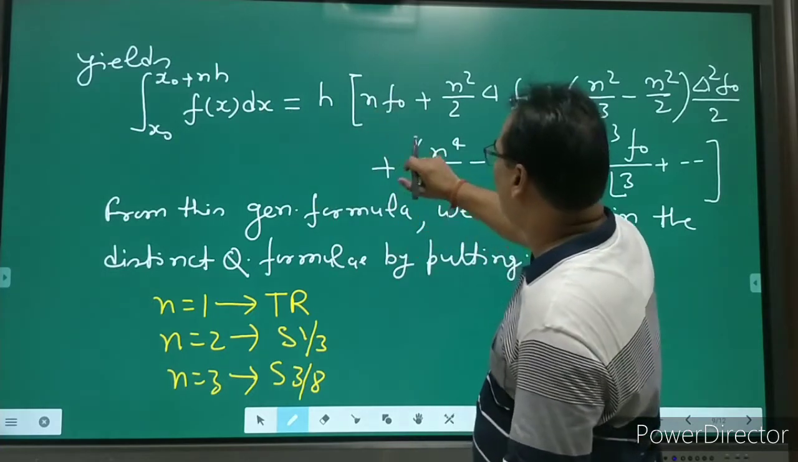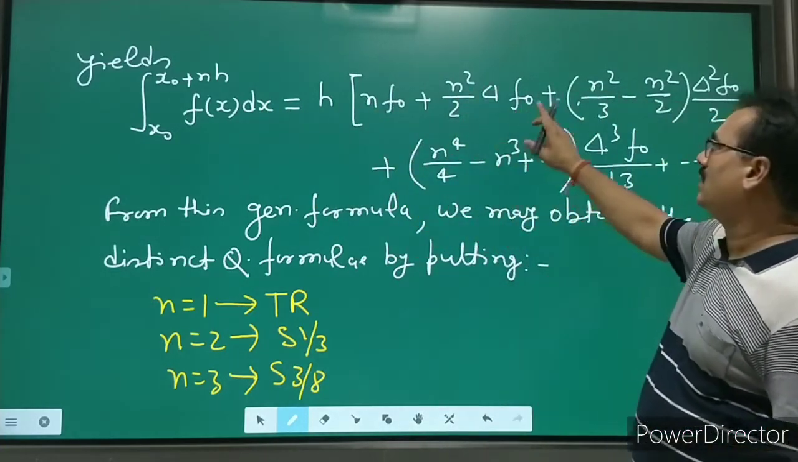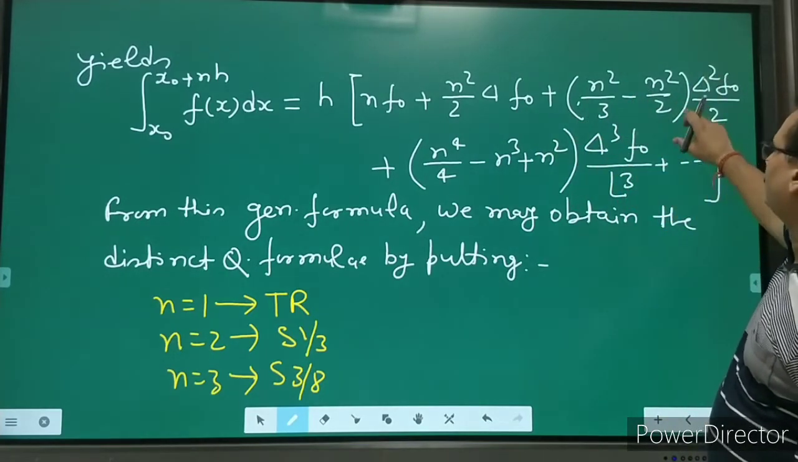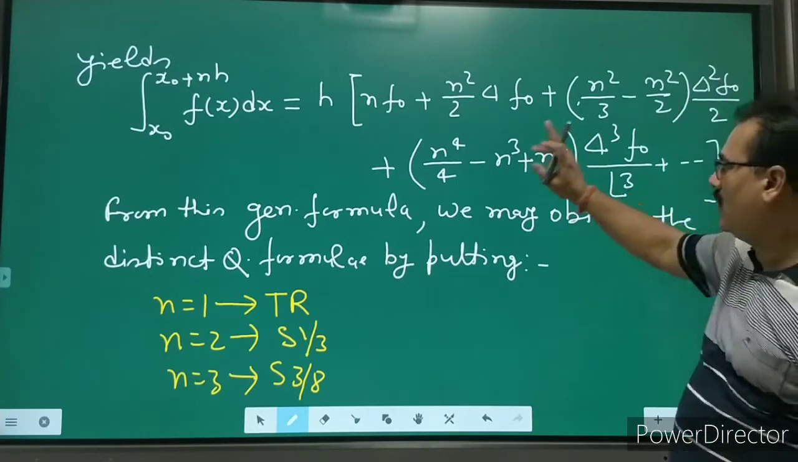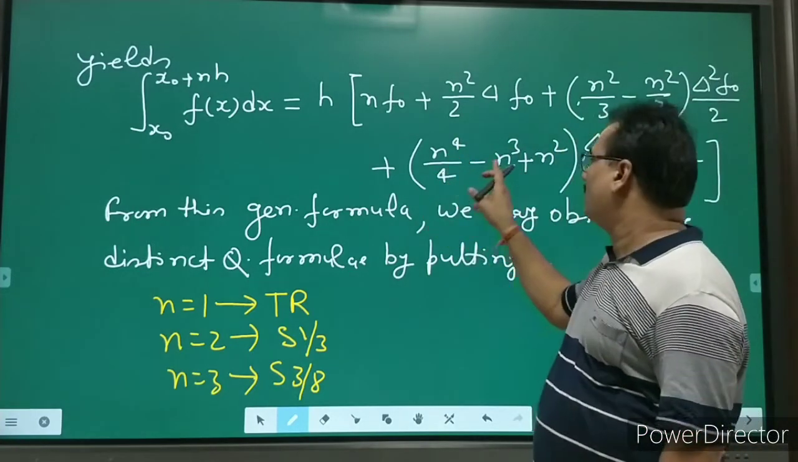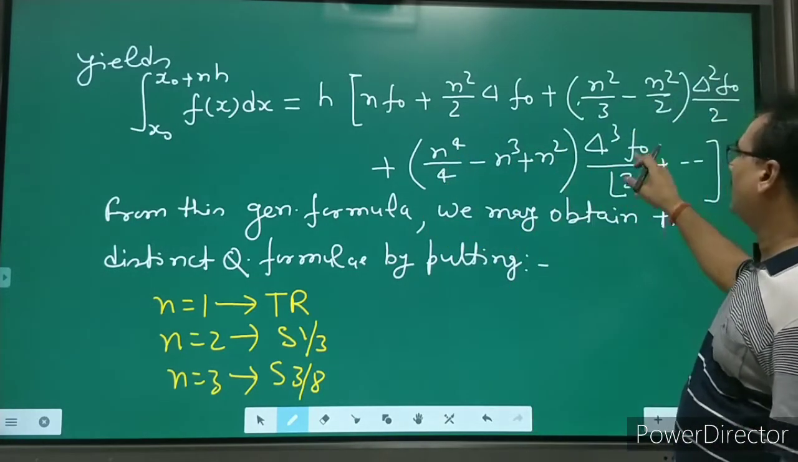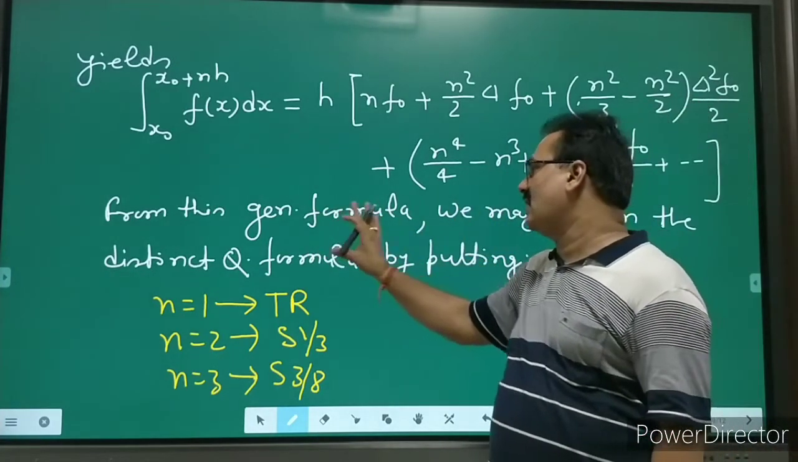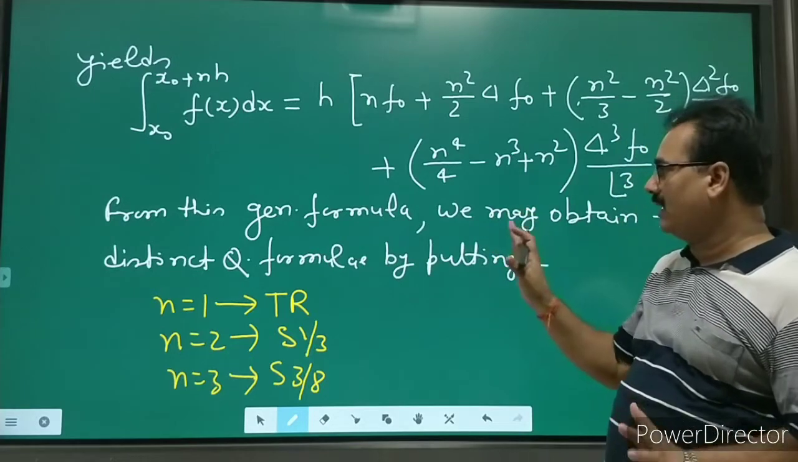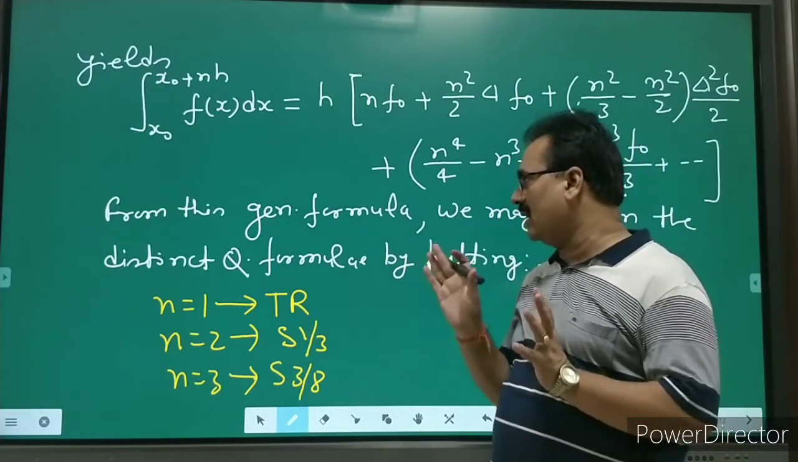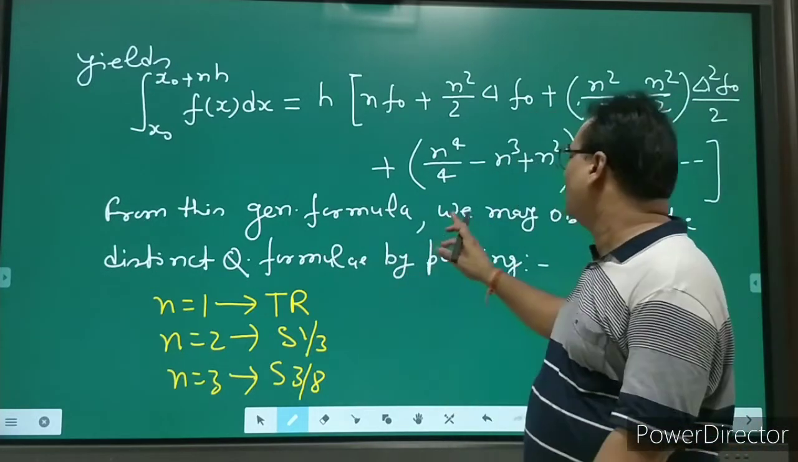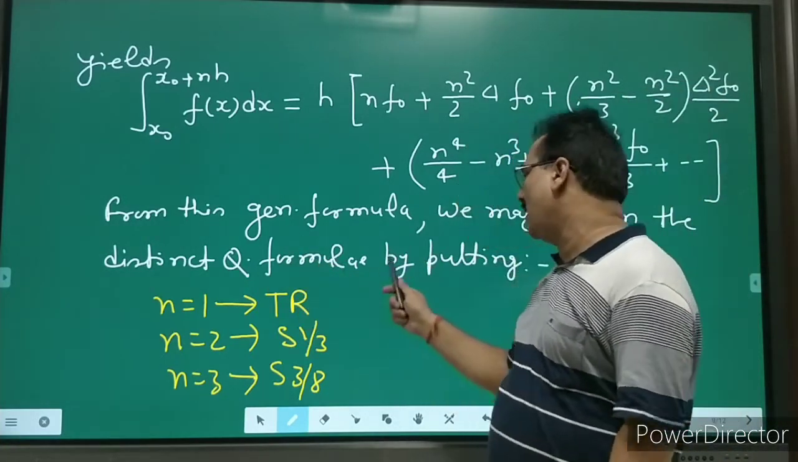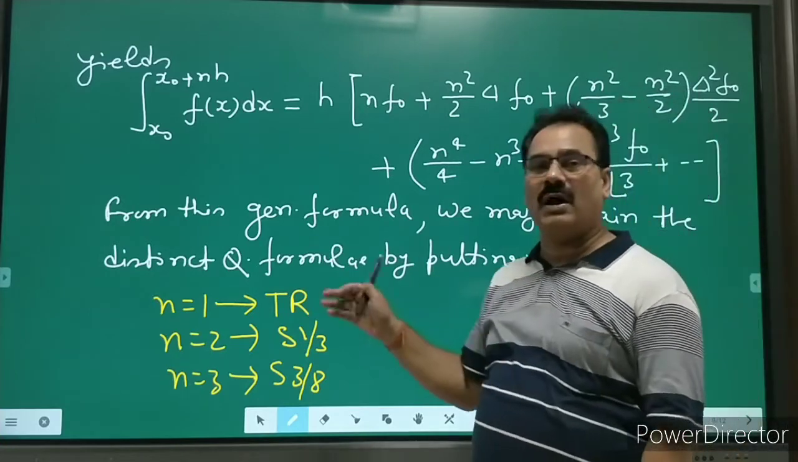h times n of f naught plus n square by 2 del f naught plus (n cube by 3 minus n square by 2) del square f naught by 2 plus (n power 4 by 4 minus n cube plus n square) del cube f naught by factorial 3, and so on. From this general formula given by Newton and Cotes in combination, we may obtain the distinct quadrature formulas by putting in different values of n.